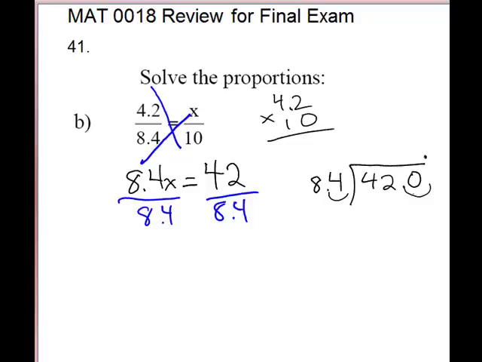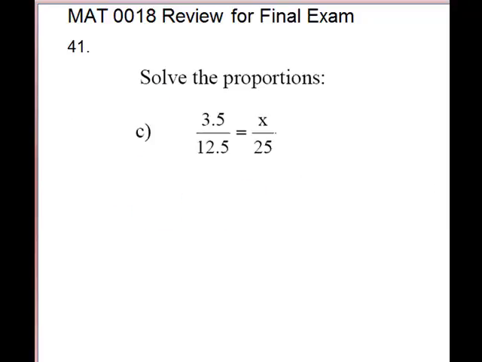We'll actually go into 420 5 times. 5 4s are 20, and 5 8s are 40, plus the 2, 42. So x equals 5. One more proportion to solve, and we will do our cross products. So we're going to do 12.5 times x equals, other diagonal, 3.5 times 25.